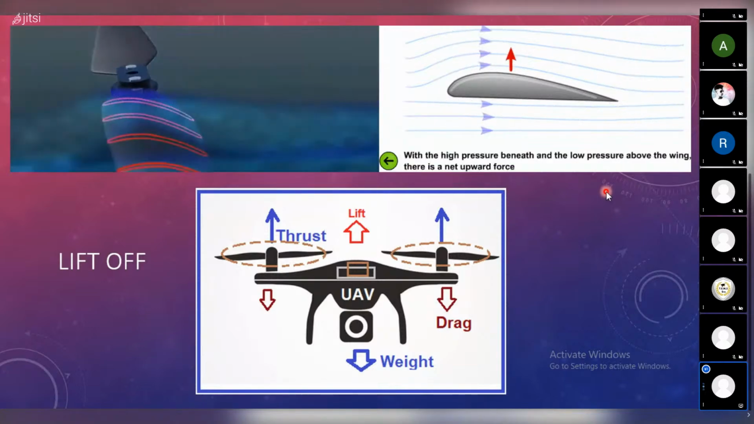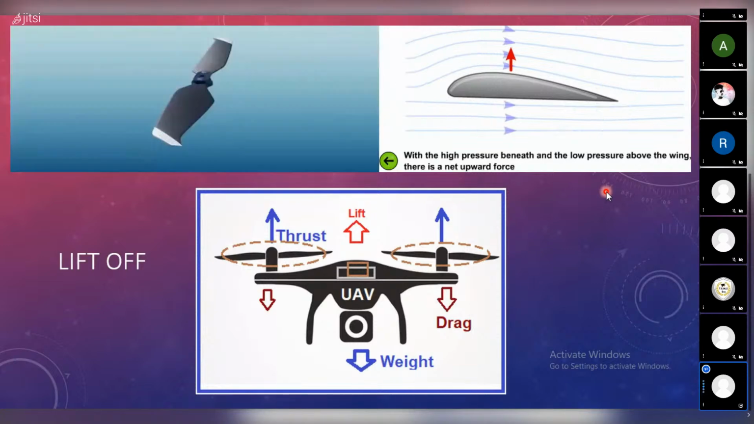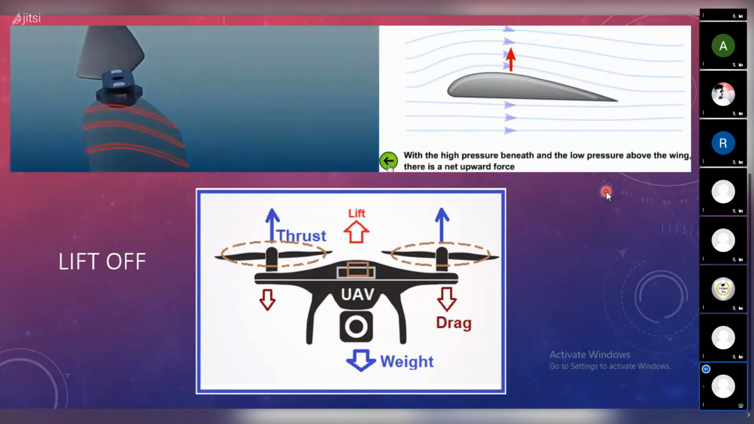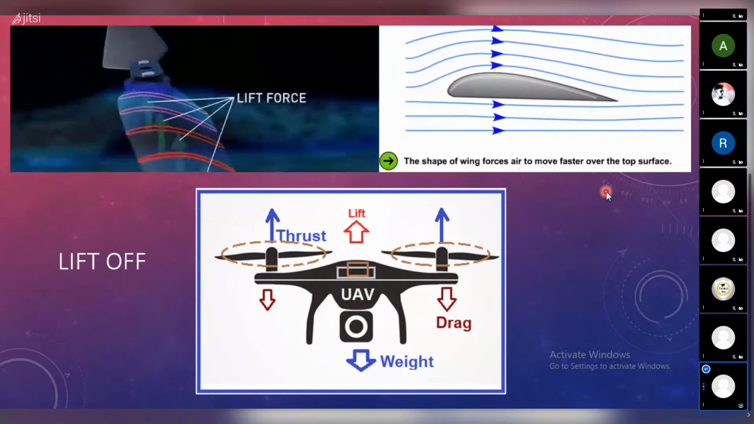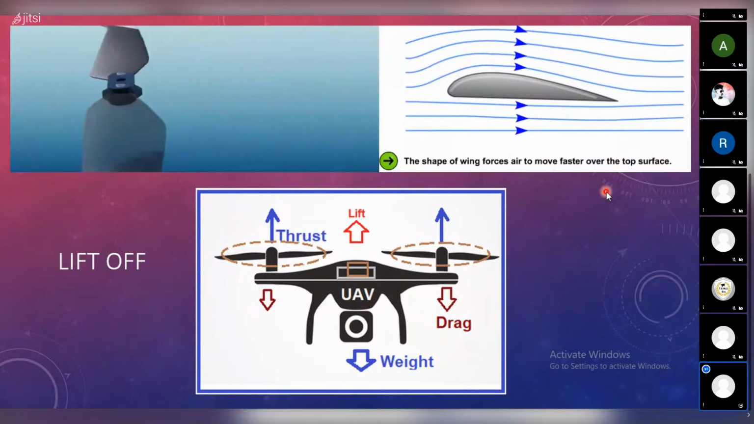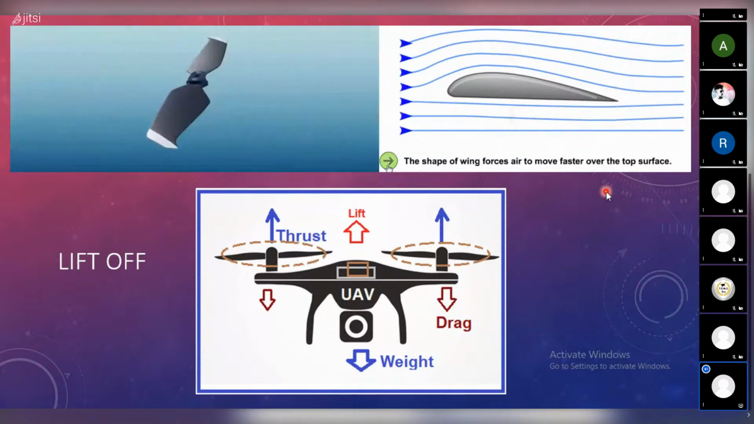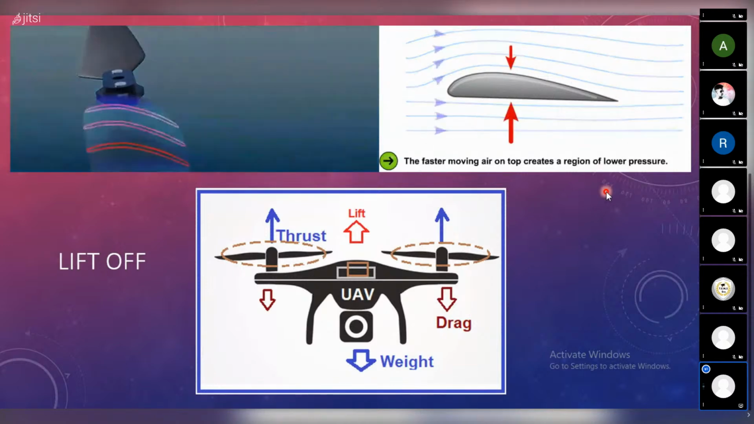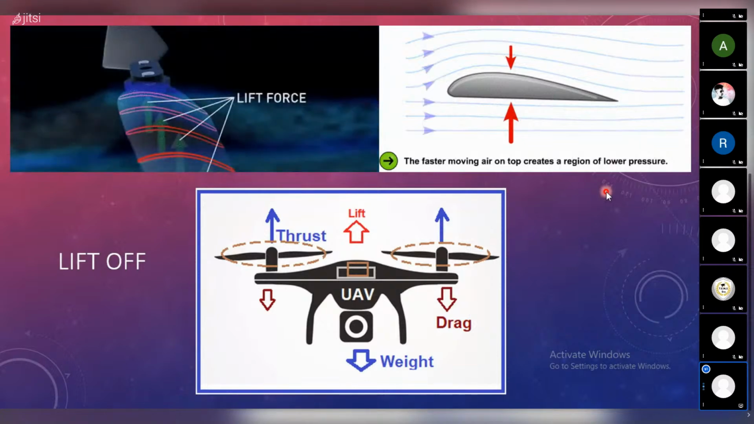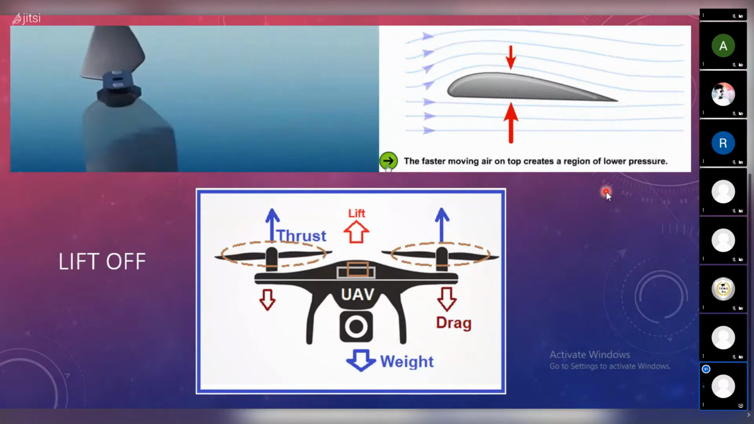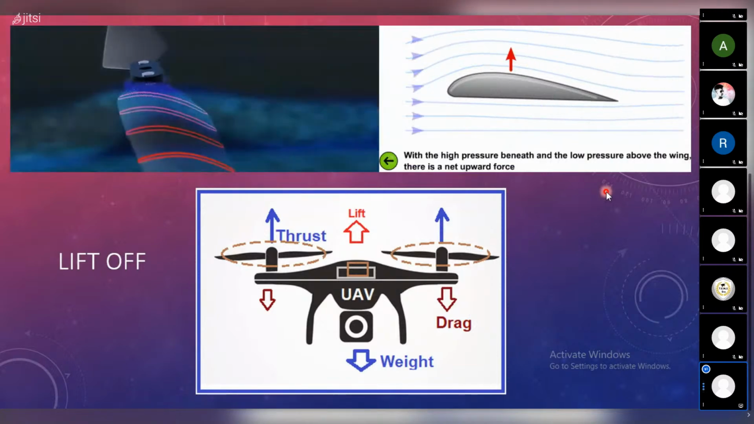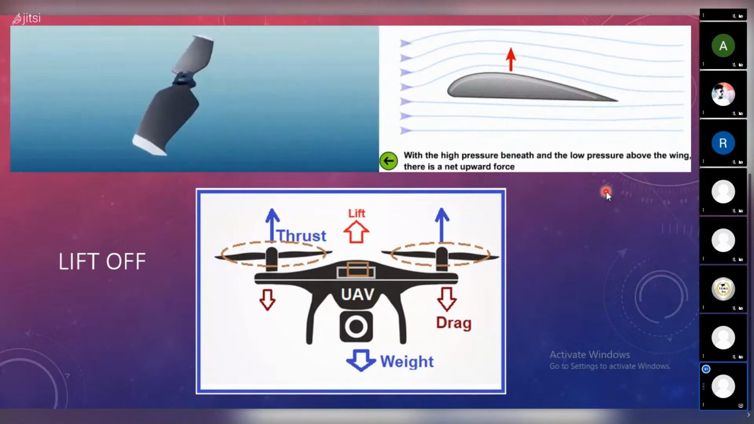When your lift force is more than the weight of the drone or the aircraft, only then can you see it lift. So when the lift force that has been generated is more than the weight of the equipment, then you can expect the equipment to lift up. And that is why it's very crucial for the aerospace industry to look into the weight.